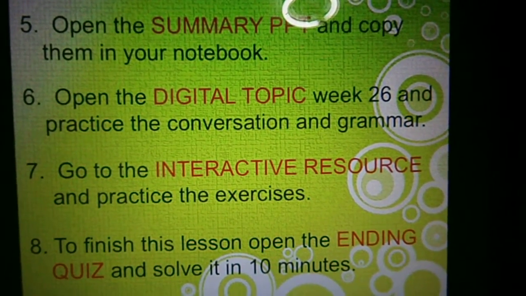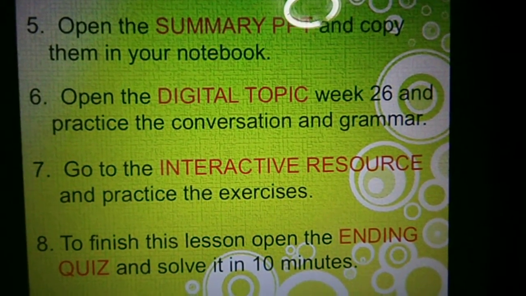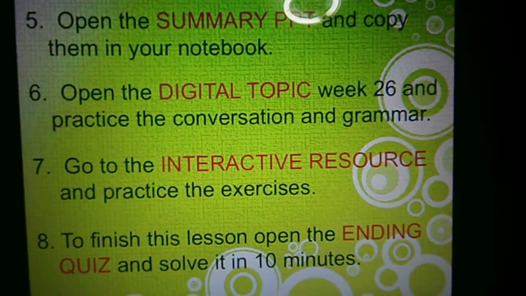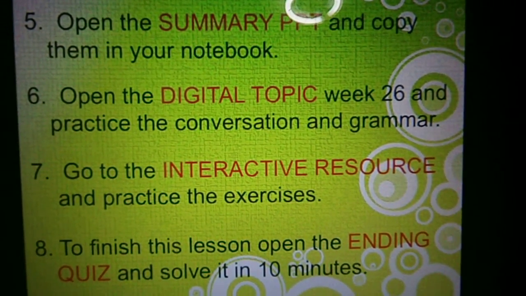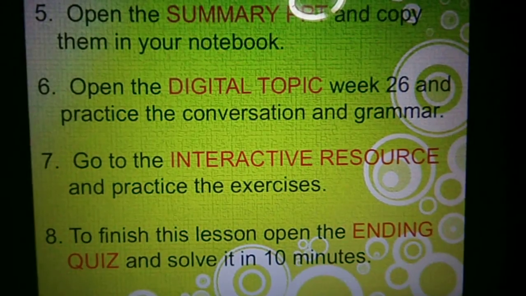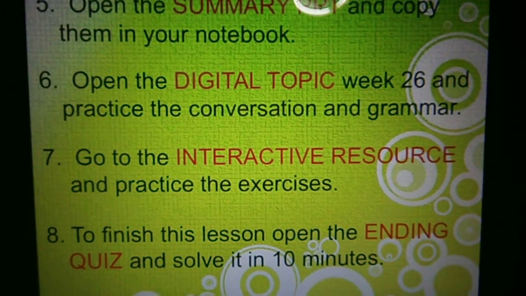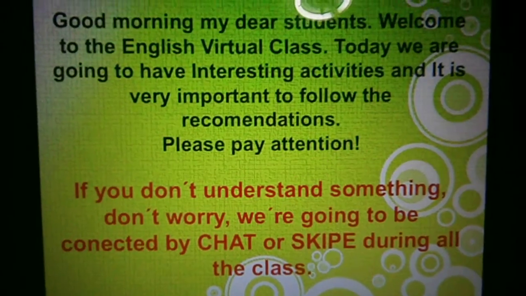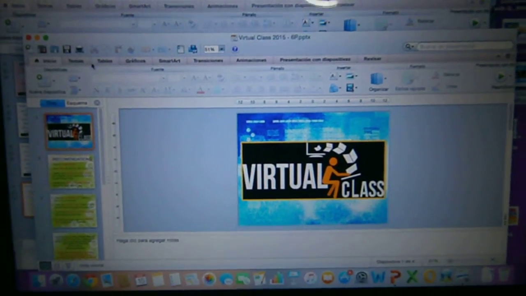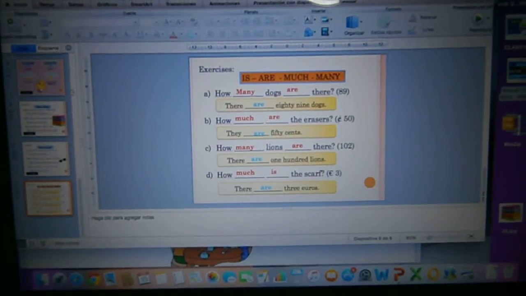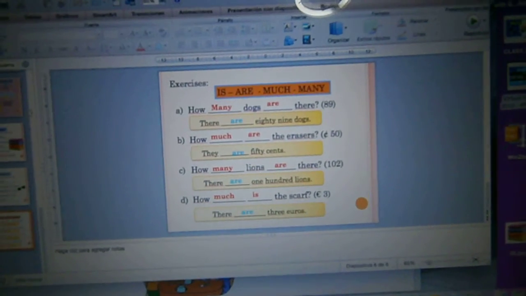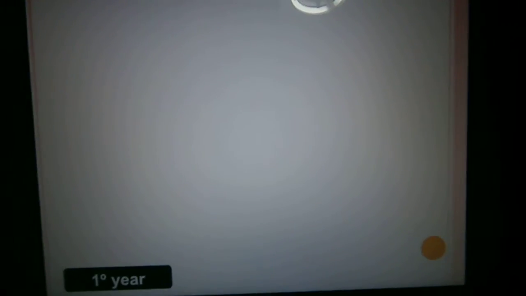Open the digital topic week 26 and practice the conversation and grammar. Go to the interactive resource and practice the exercises. To finish this lesson, open the ending quiz and solve it in 10 minutes. So, for example, the lesson that we studied today is this one: the use of there is and the use of there are.